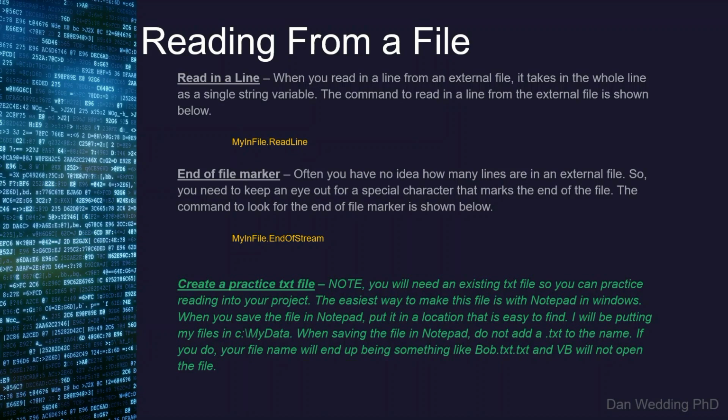Note, you will need an existing text file so you can practice reading into your project. The easiest way to make this file is with Notepad in Windows. When you save the file in Notepad, put it in a location that is easy to find. I will be putting my files in C:\mydata. When saving the file in Notepad, do not add a .txt to the name. If you do, your file will end up being something like bob.txt.txt, and VB will not open the file.